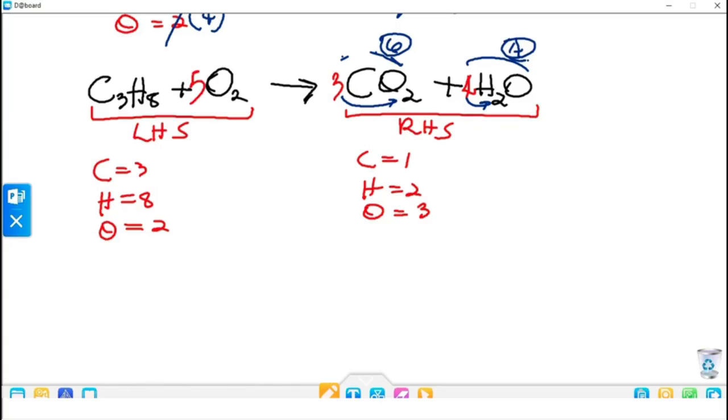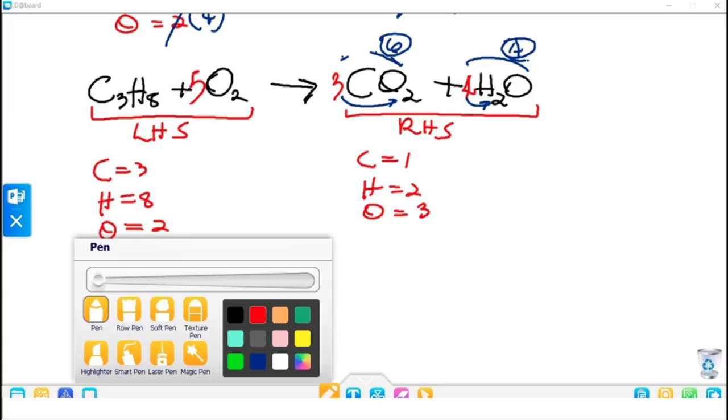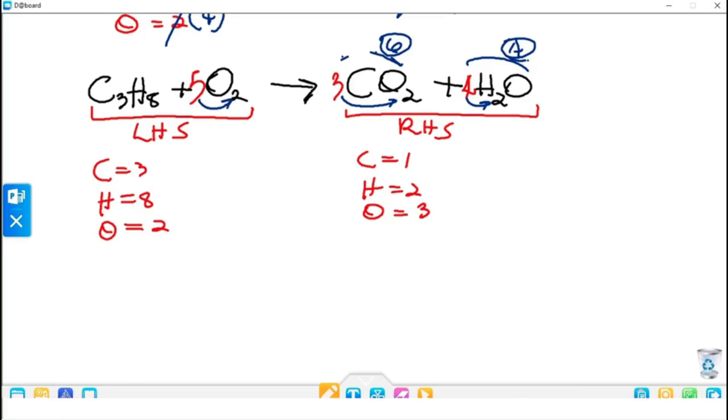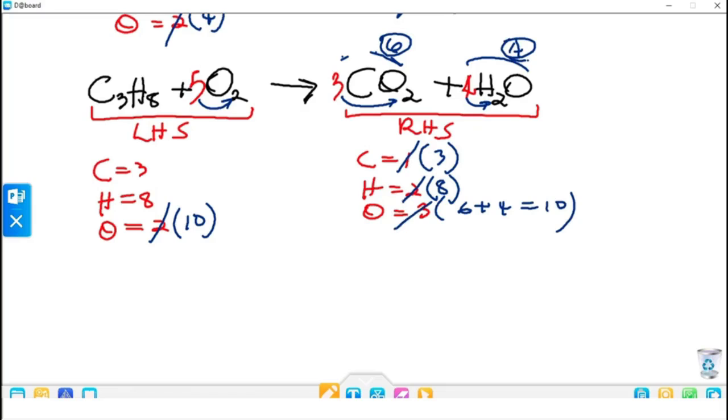So 5 times 2 gives us 10. It automatically means that oxygen is no longer 2 at the left hand side, but it's 10. Carbon is no more 1, but it is now 3. Hydrogen is no more 2, but it is now 8. And oxygen over here is also no more 3, but 6 plus 4, which is 10. So all participants are now balanced.